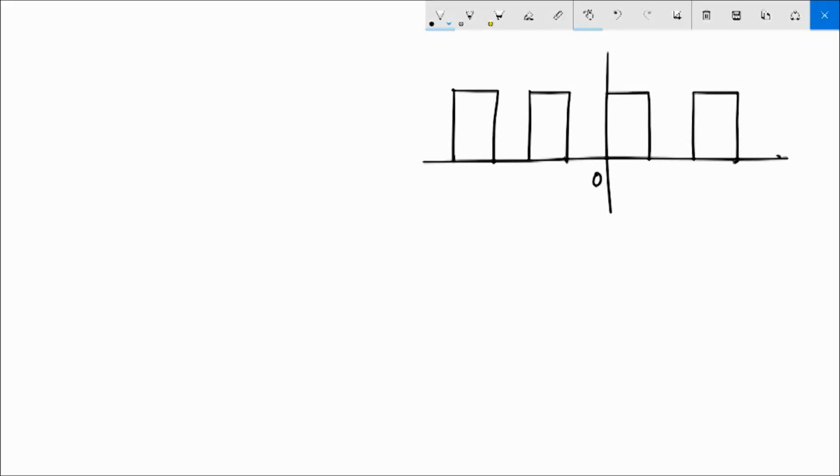So this is 0. This is A. This is T naught. This is T naught by 2. This is minus T naught. This is minus T naught by 2. And so on. So this is basically just like the earlier wave that we looked at, but shifted towards the right by an amount T naught by 2.